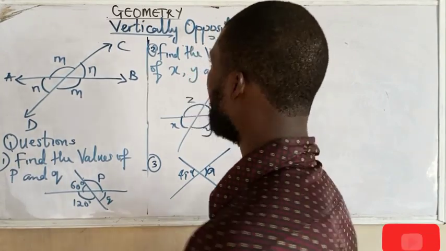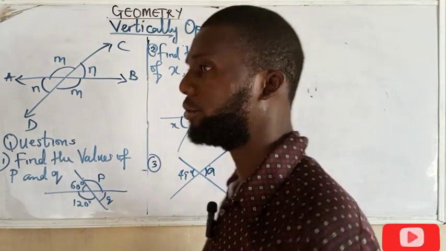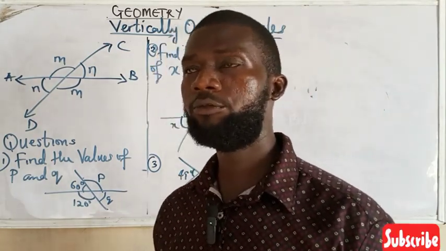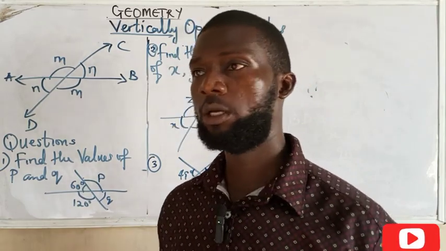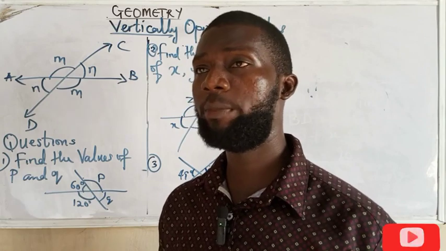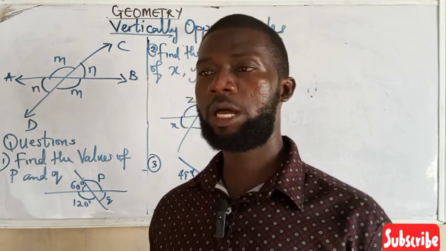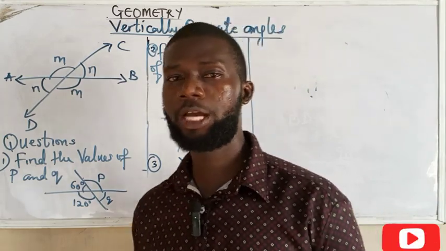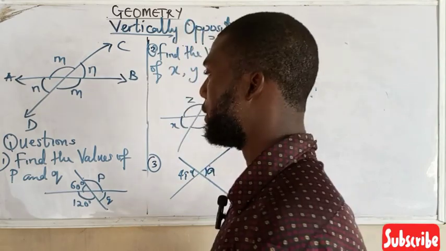Today we are going to be looking at vertically opposite angles. In our last video, we looked at the different types of angles and we ended our lessons with complementary and supplementary angles. I said complementary angles are angles that when you add them together, give us 90 degrees, and supplementary angles are angles that when you add them together, give us 180 degrees.